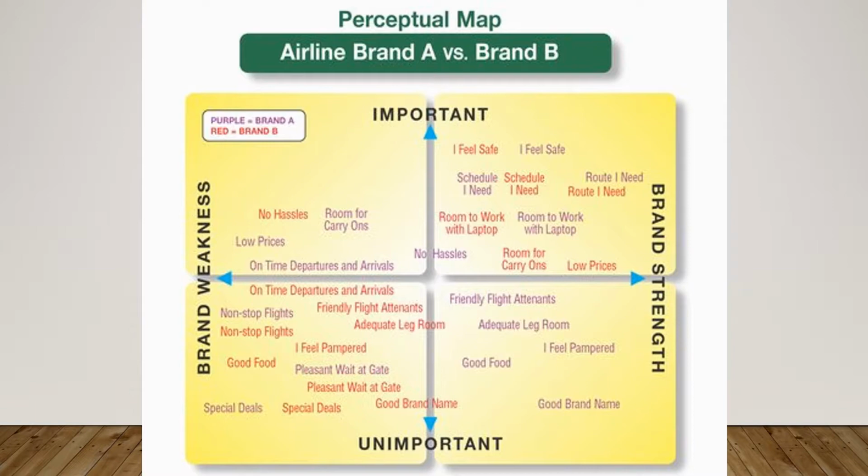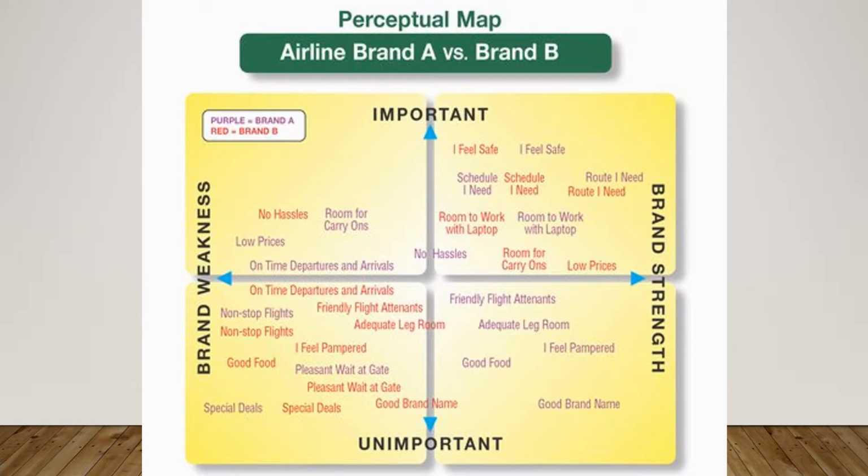In this one, you see the difference between airline brand A and airline brand B. And in there, they have a variety of different characteristics, and they compare how each of the airlines does on the characteristics, whether it's a brand weakness or a brand strength, and then also whether or not individuals in their target segments view this as being an important one or an unimportant one.